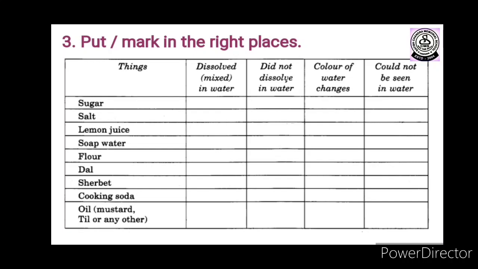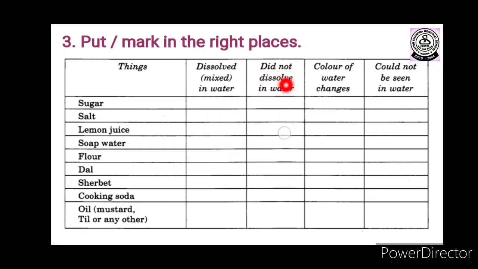One or two things I am helping you with, but the rest you have to do, and you have to write your observation. This table you will make in your copy. Whatever you find, you will put a tick mark. Suppose sugar, let me take sugar. If you mix sugar in water, it will dissolve easily, meaning it will mix up with water easily. So you can put a tick mark over here.